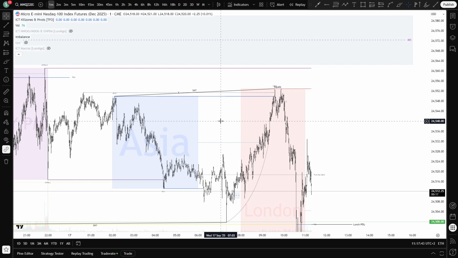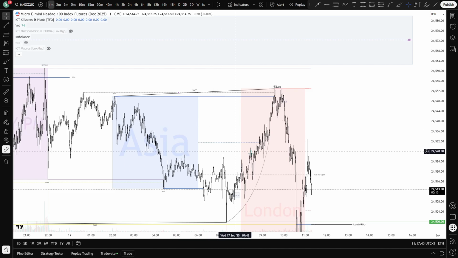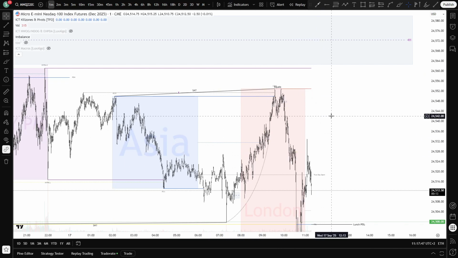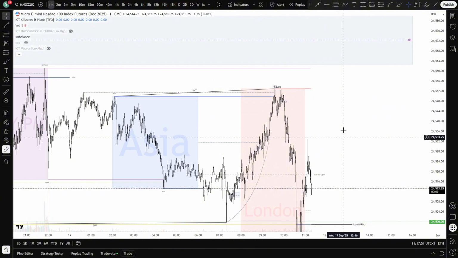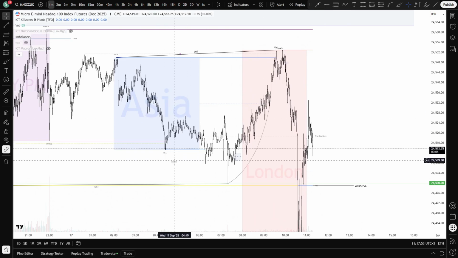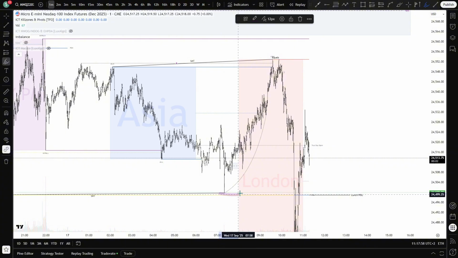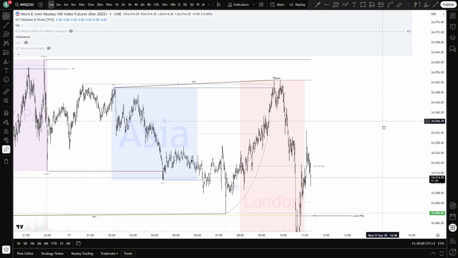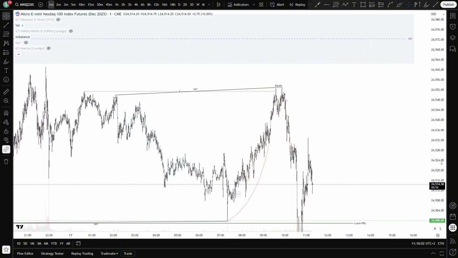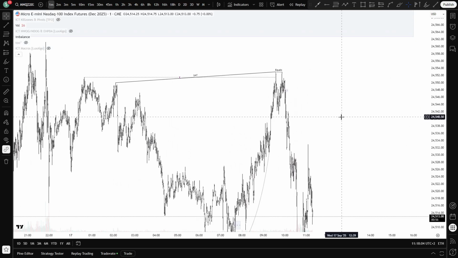If you understand the sessions and the session liquidity, most of the times when London takes out either side of Asia, in this case the Asia high, you could trade towards the Asia low. It was already taken out. Then you can target liquidity on the opposite side. That is what happened. Do we have any confluences to take a short already?